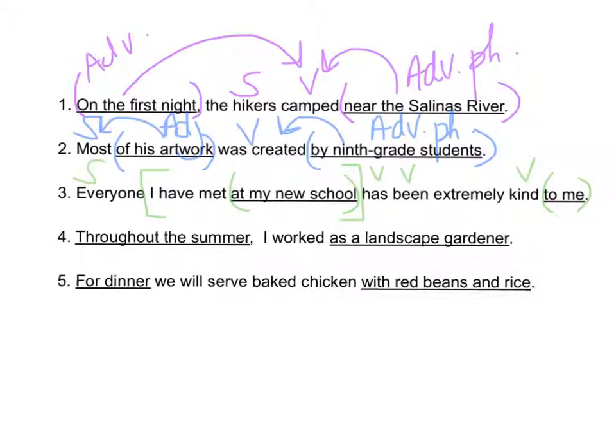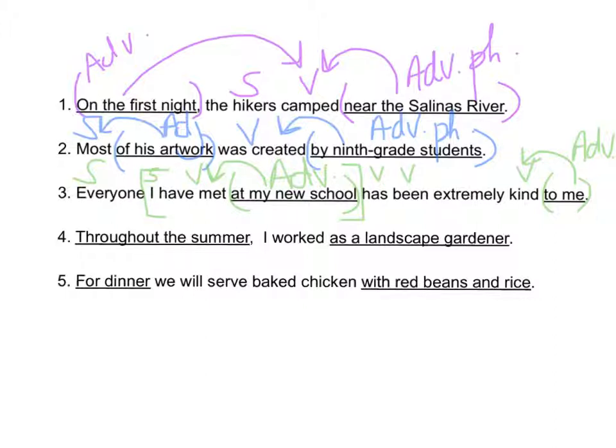Okay. Now in the subordinate clause, you also have I have met, subject verb. Let's look at my new school. What is that modifying? Have met at my new school, not I at my new school. So it's modifying the verb, so it's an adverbial phrase. To me. That modifies has been kind to me. Again, adverbial because it's modifying the verb.